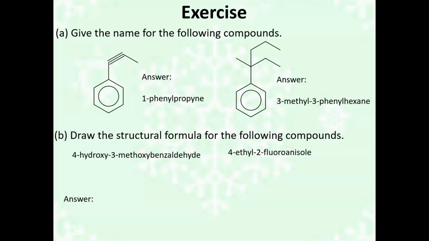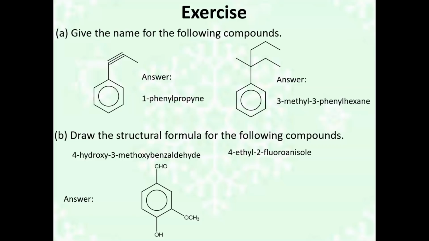For question B, draw the structural formula for the following compounds. I think drawing is much easier, you just need to know what the terms indicate. For the first one, look at the parent name. It's benzaldehyde, so it's a structure of benzene with an aldehyde group, CHO, attached to it. Hydroxy is OH and methoxy is OCH3. So this is the answer.